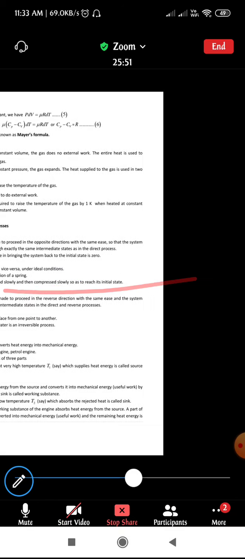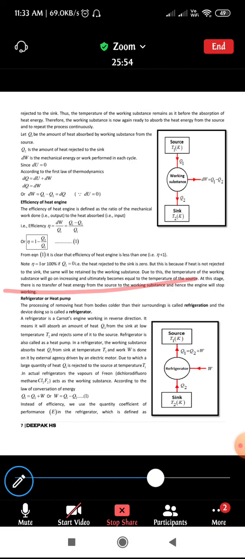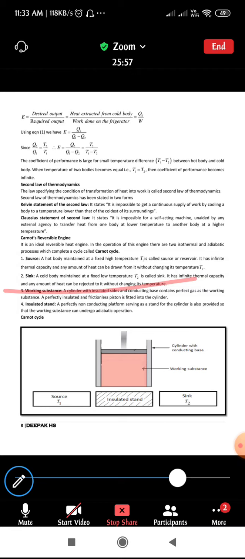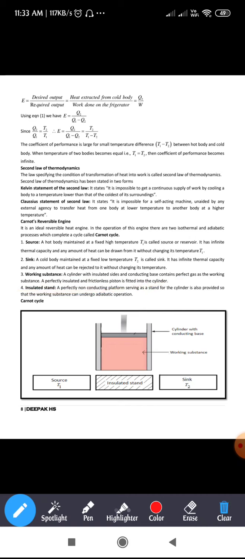So now it is regarding the last topic of this chapter, that is the Carnot cycle, Carnot's reversible engine. This is a 5 marks question in your examination. The 5 marks questions they usually ask in this chapter are: one, work done in an isothermal process; second, work done in an adiabatic process; and third, Carnot's reversible engine, which we call the Carnot cycle. So these are the three questions which can be asked for 5 marks from this chapter.